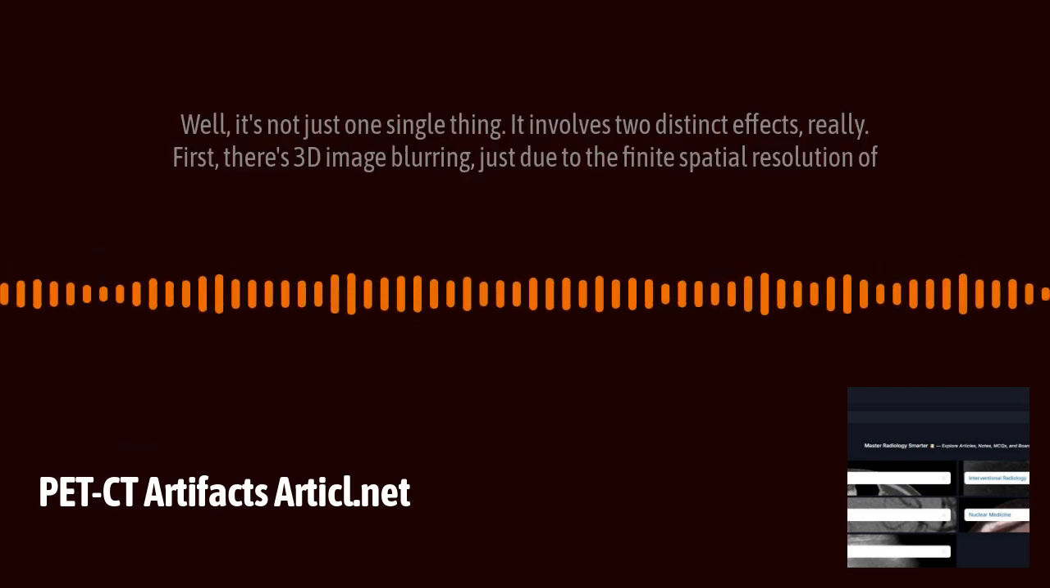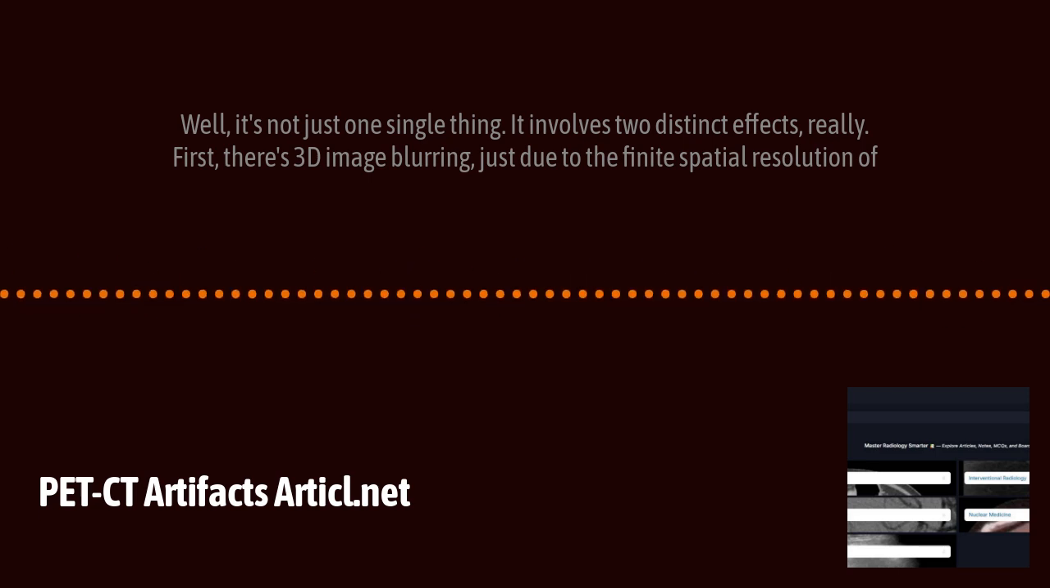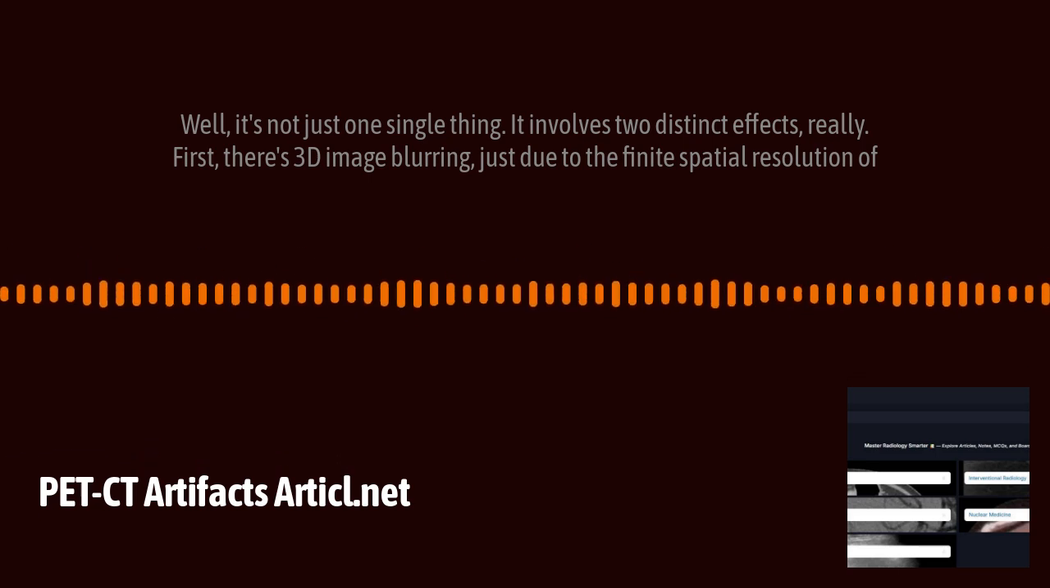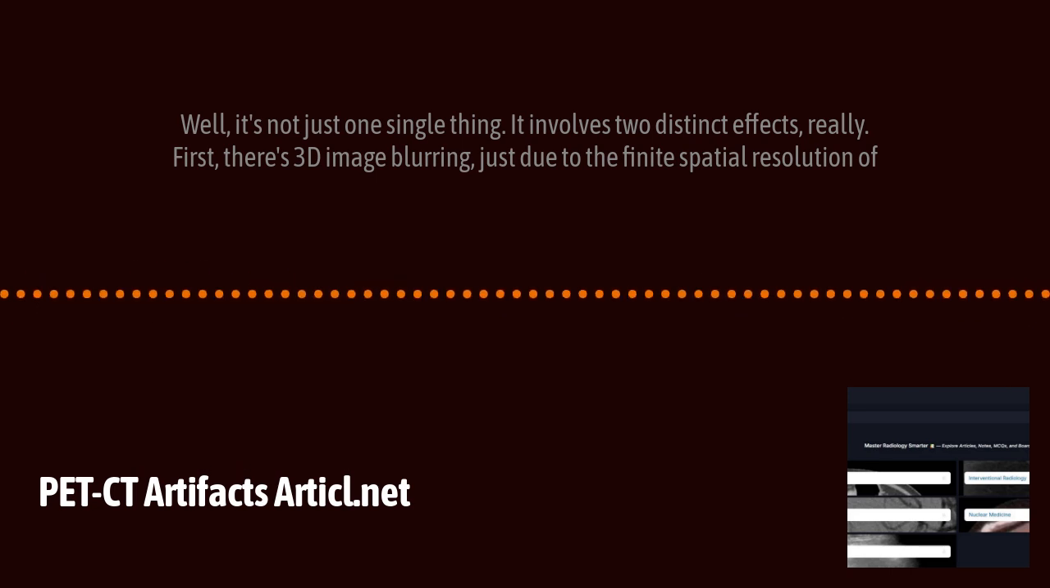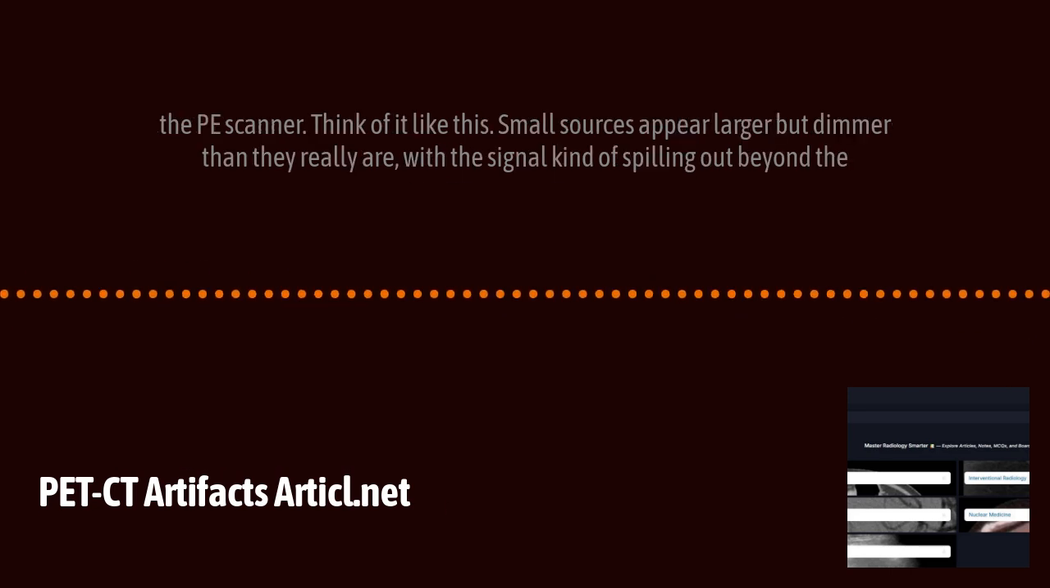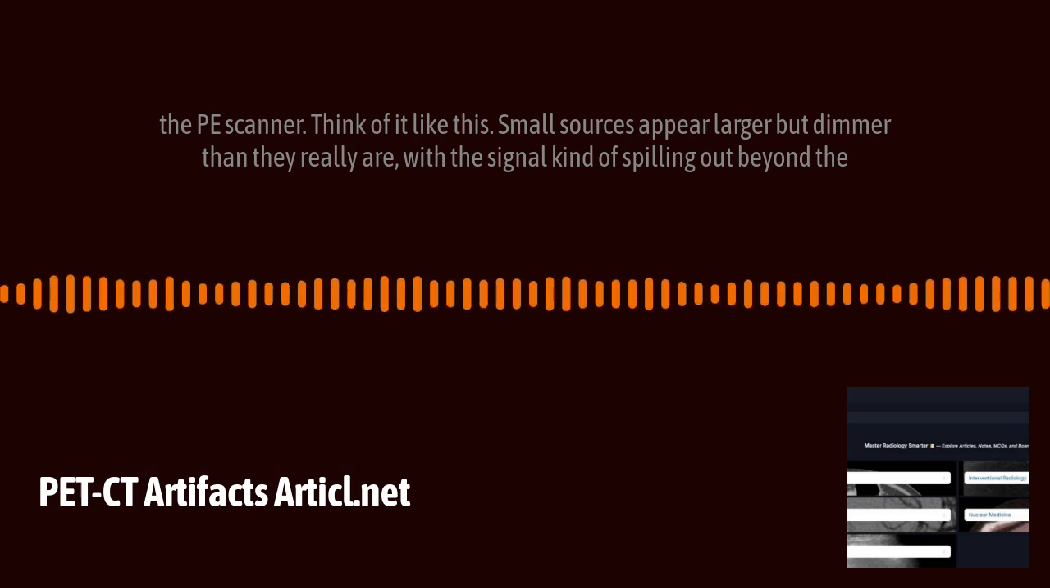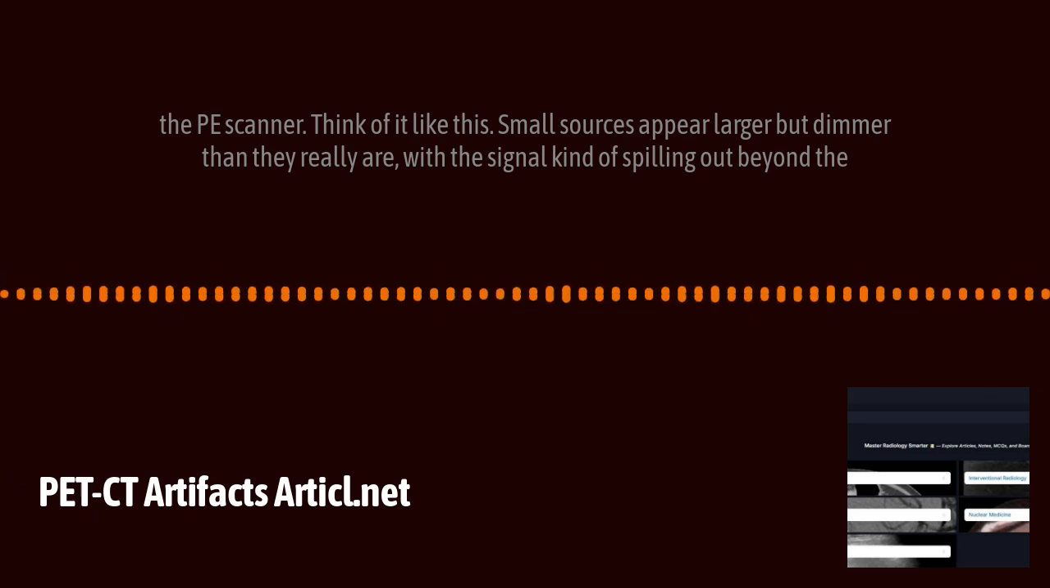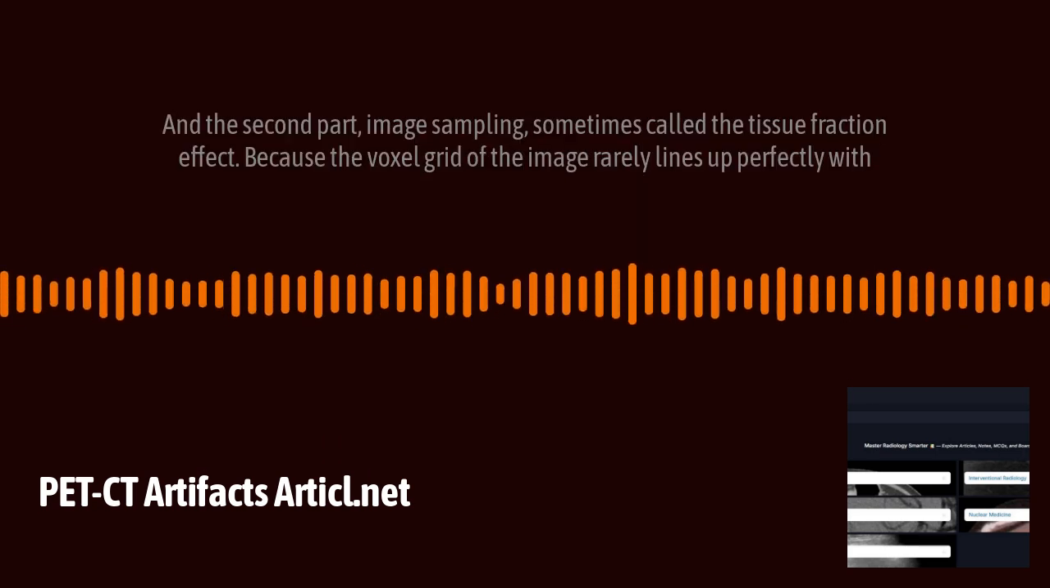So PVE, what exactly is it? Well, it's not just one single thing. It involves two distinct effects, really. First, there's 3D image blurring, just due to the finite spatial resolution of the PET scanner. Think of it like this. Small sources appear larger but dimmer than they really are, with the signal kind of spilling out beyond the actual boundaries. Okay, blurring. And the second part?